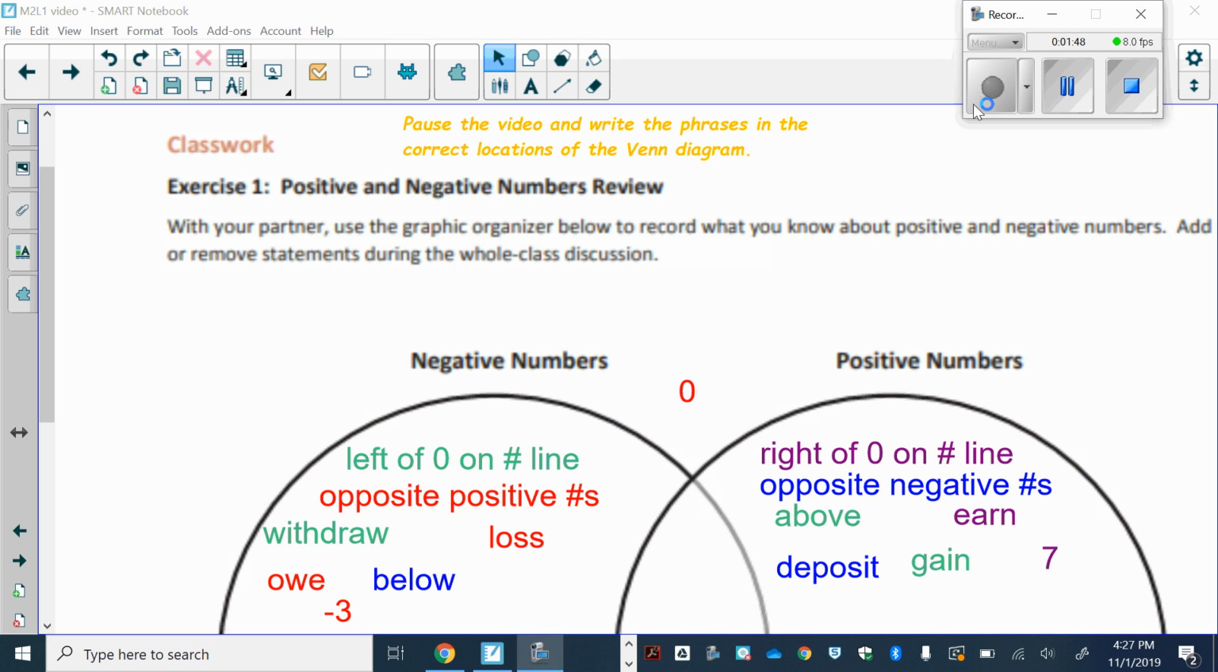They are above. It's when you earn money. It's when you make a deposit. It's when you gain, and +7. Notice the 0. 0 is not in the Venn diagram. It's outside, because 0 is neither positive nor negative.